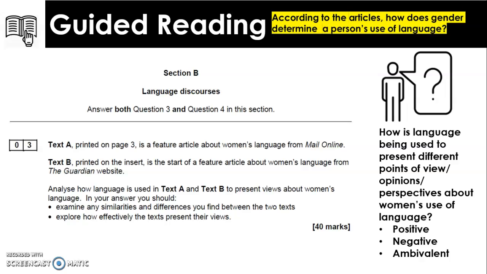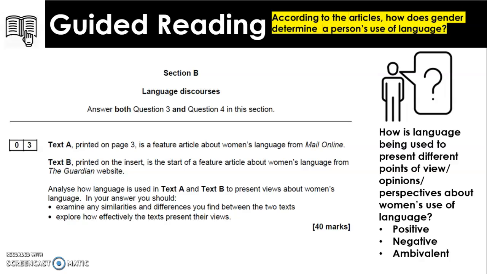Okay, my darlings. So text A is printed on page 3. It's a feature article about women's language from Mail Online. Text B, printed on the insert, is the start of a feature article about women's language from the Guardian website. You have to analyse how language is used in text A and B to present views about women's language.